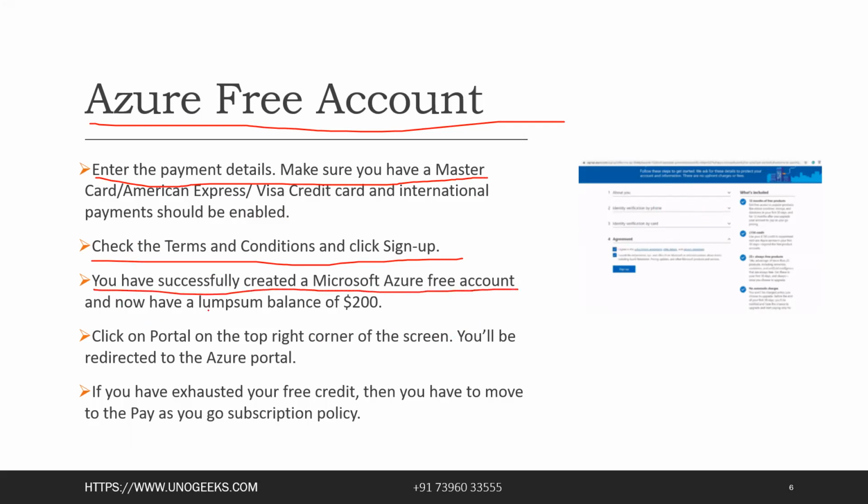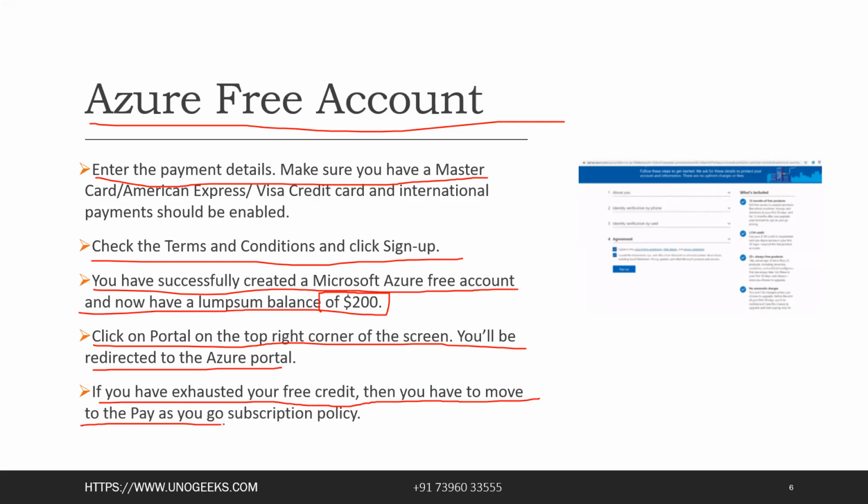Okay, once your Azure account is ready, you can utilize this $200 for 30 days on the portal and you can play around with the system. Okay, if you have exhausted your free credit, then you may have to move to the pay as you go model. So after 30 days, you can move your subscription to pay as you go model if you need it. Otherwise, you can suspend your account.